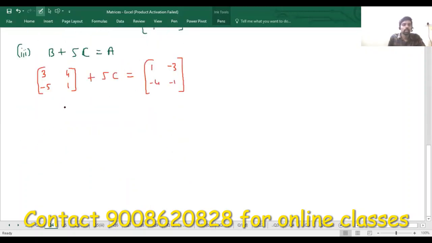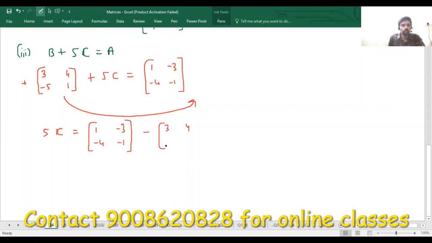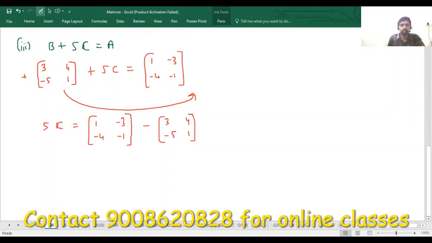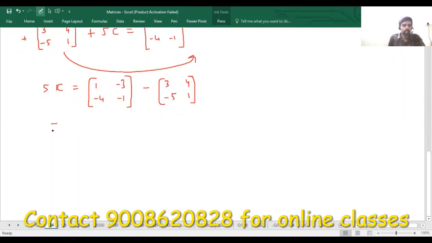Okay, so guys, so now I'll shift this matrix to other side. This is plus, correct? So plus, if we shift it to other side, it becomes minus, correct? So 5C equals 1 minus 3 minus 4 minus 1, so plus becomes minus 3, 4, minus 5, 1. So now we need to simplify this, guys. Do this operation now, do subtraction. So 5C equals, so 1 minus 3. Guys, how much is 1 minus 3? Come on, quickly chat in with me. Good.